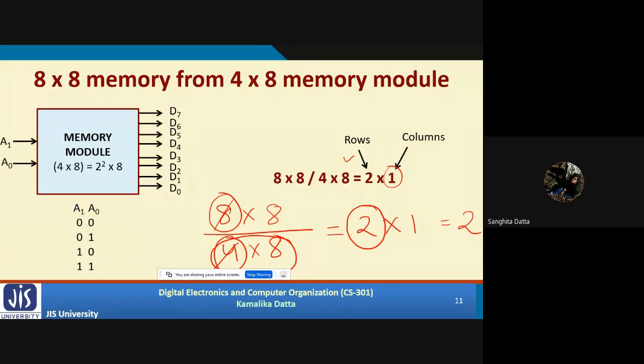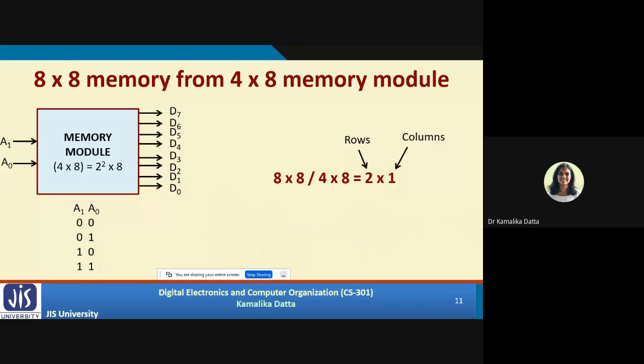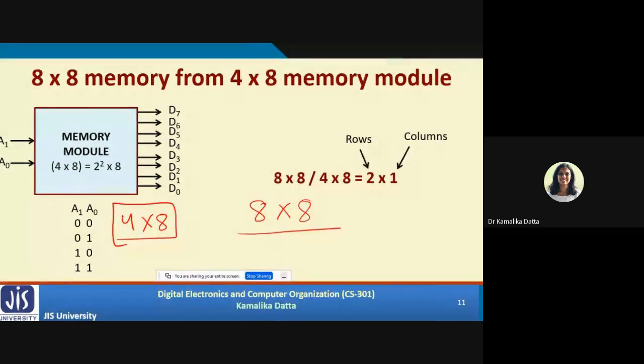Ma'am, I did not get this calculation part. Okay. So you got this point that you have a 4x8 memory? Yes, ma'am. But you have to build an 8x8 memory. As I told you, in practice, larger memory modules are built from smaller memory modules. The larger memory module here is 8x8, but your available memory module is 4x8. So what you do, you will divide by 4x8.